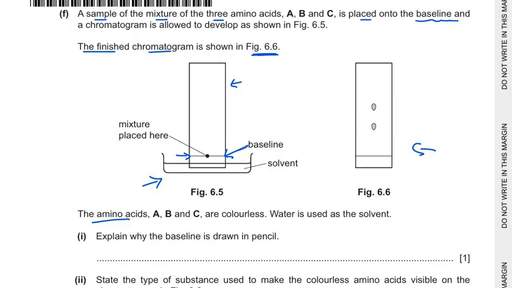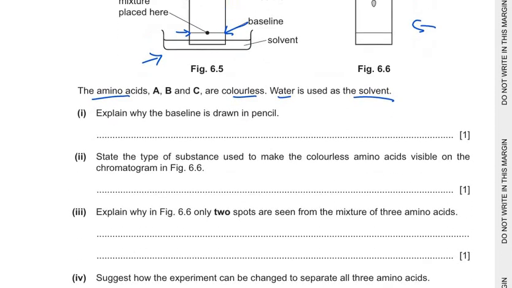Now the amino acids A, B, C are colorless. Water is the solvent here, so the solvent used is water. Explain why the baseline is drawn in pencil. The only reason is that pencil, the graphite or lead, is insoluble in the solvent, so it is not going to participate in the chromatography process, and that's why we use the pencil.